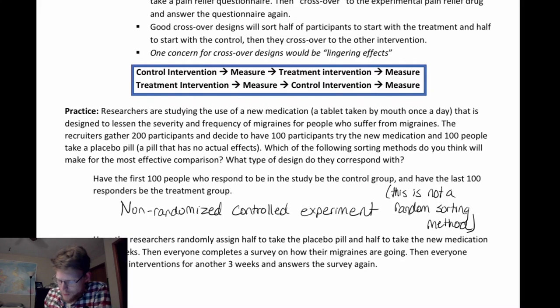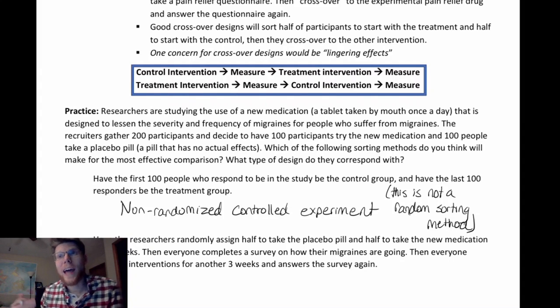Have the researchers randomly assign half to take the placebo pill and half to take the new medication for 3 weeks. Then everyone completes a survey on how their migraines are going. Then everyone switches interventions for another 3 weeks and answers the survey again. Okay, so this definitely sounds like a crossover design, because notice how we are starting off randomly assigning people to one group or the other, but then we have the additional element of the crossover.